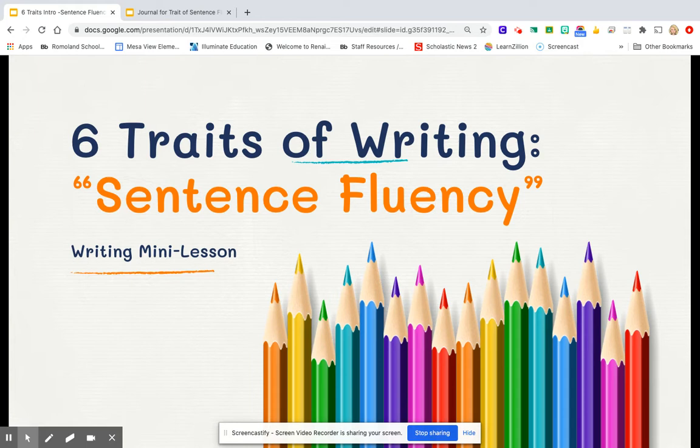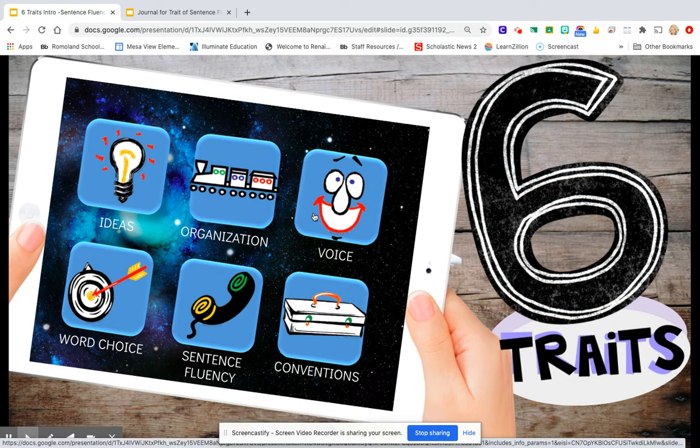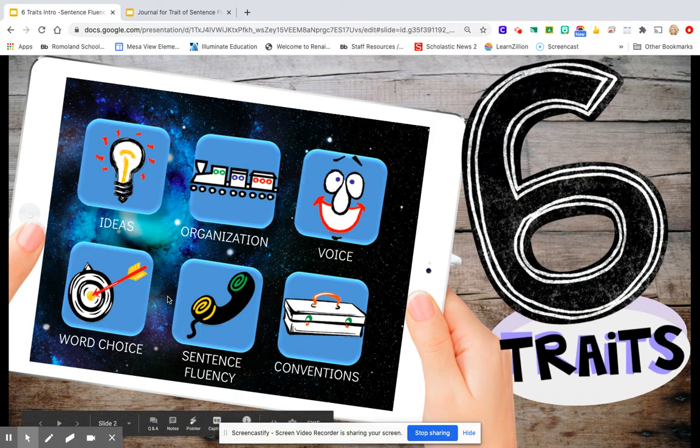This is Mrs. Alpine again, and today we're going to continue learning about the 6 traits of writing, and we're going to focus on sentence fluency. So far, we've already talked about the trait of ideas, organization, voice, and word choice. And today we're going to look at how our sentences in our writing can have fluency.